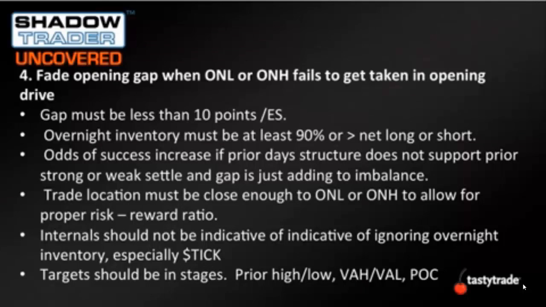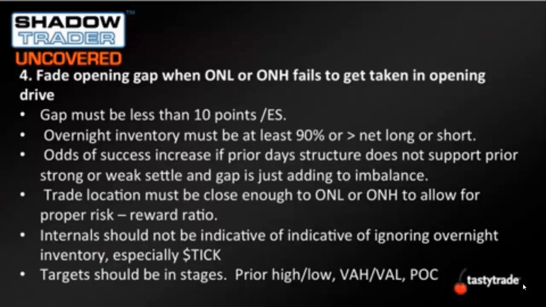Overnight inventory must be at least 90% or more net long or net short. What does that mean? At least 90% of the overnight action, if it's a gap up, should be above the prior day's settlement. If it's a gap down, at least 90% of the overnight action should be below. Again, the snapshot is posted in the blog every morning showing the distribution of the overnight action from 4:15 p.m. up to 9:30 a.m. the next day.